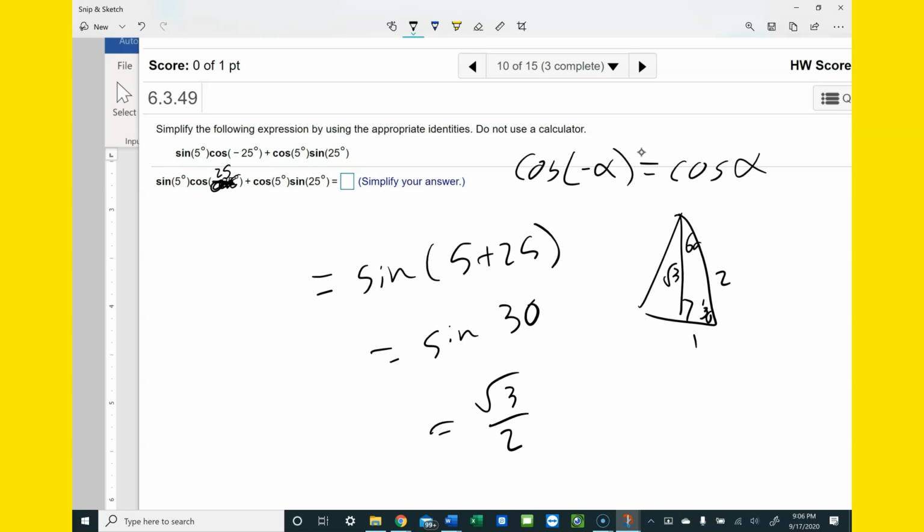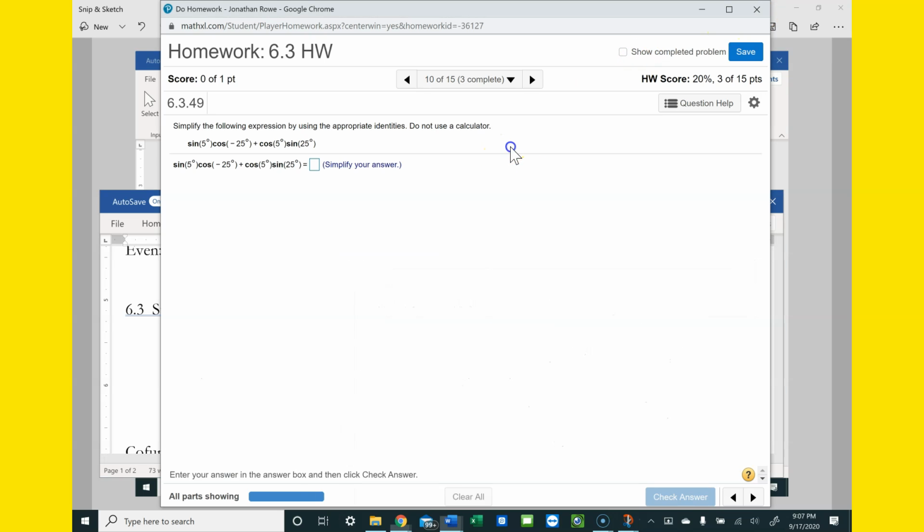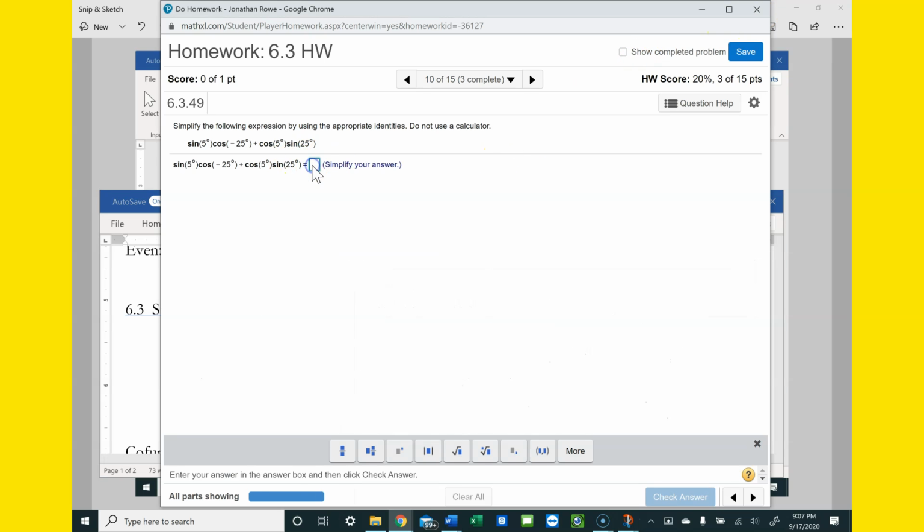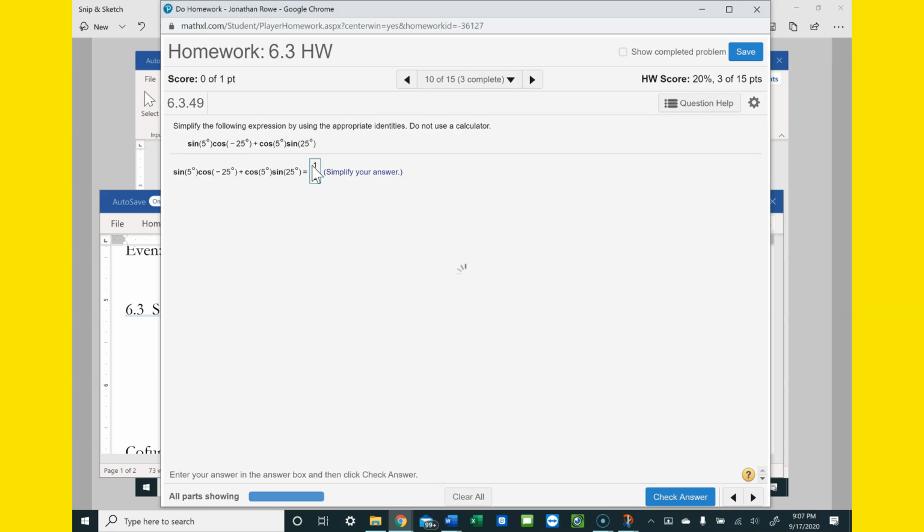Oh, I got this in the wrong spot. That's a 60. Let me rewrite that. That's a 60 right there. And that's a 30 right there. So sine of 30 is 1 over 2. And so 1 over 2 should be the correct answer here. Let's type it in and see. 1 over 2. That is correct.